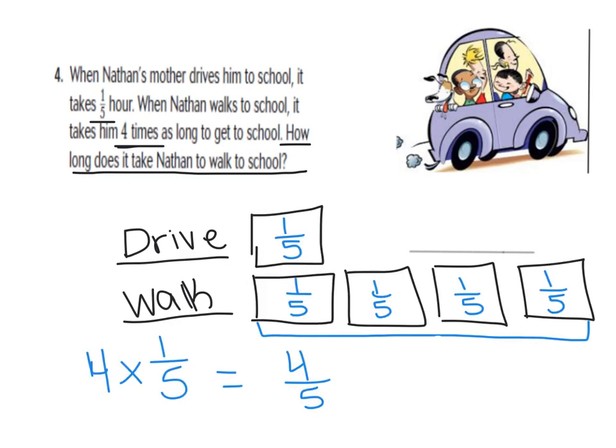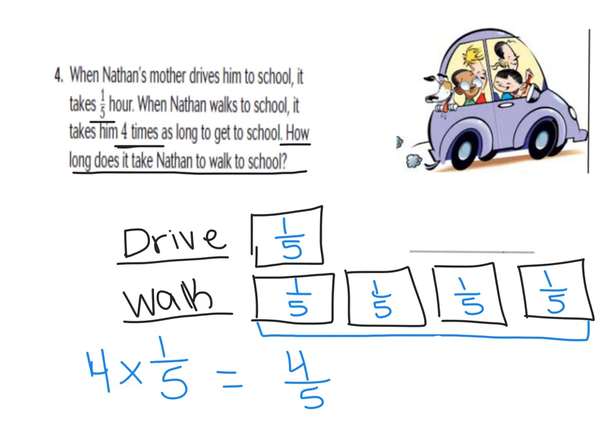All right, let's go ahead and check our work. We have that he drove 1/5 hour to get to school, and walking it takes him 4 times as much. So our problem should be 4 times 1/5. Now notice that this is just a fraction. It's not a mixed number. So we didn't have to change it to an improper fraction. All we had to do was multiply.